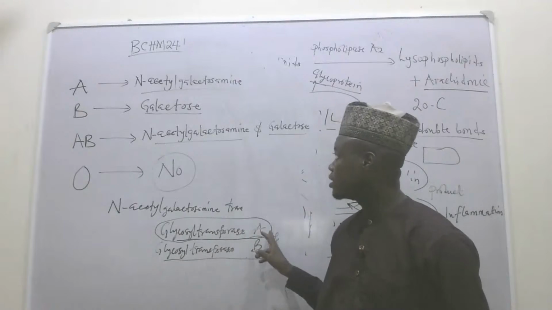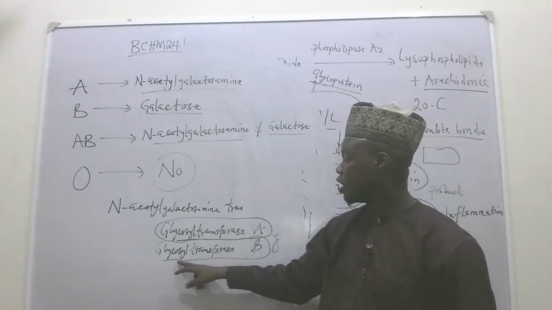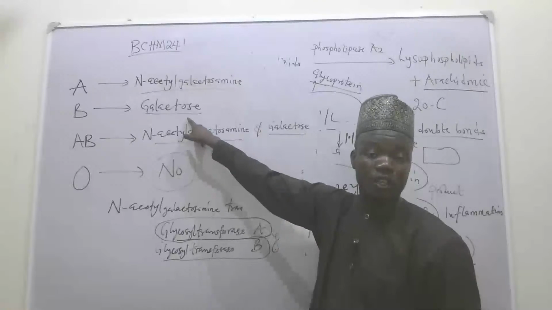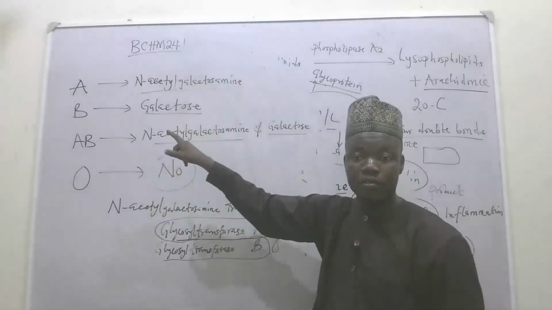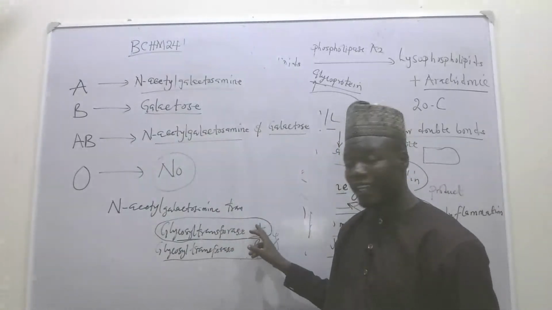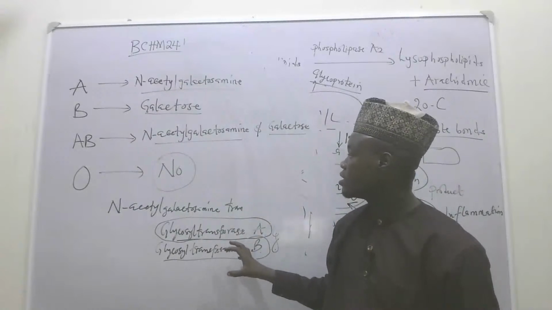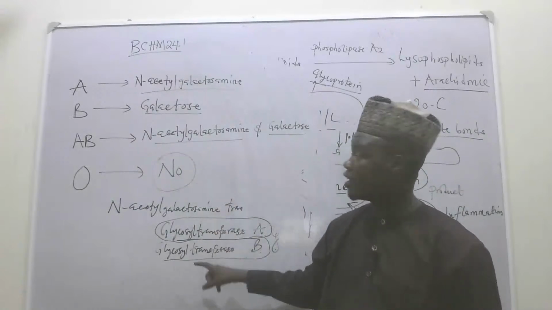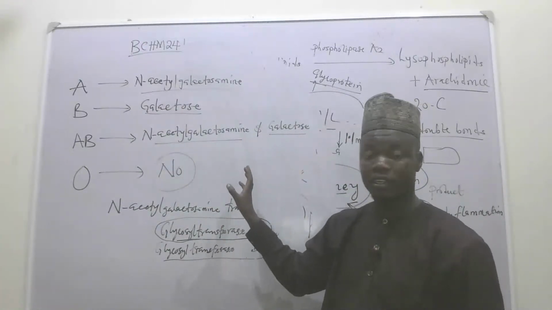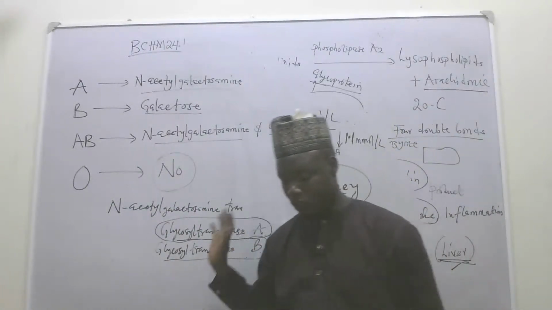So if you have transferase A, it means that you have this sugar added by transferase A. If you have glycosyl transferase B, it means that galactose will be added on the surface of your glycogen. And if you have glycosyl transferase A and B, it means that you are going to inherit blood group AB from your parent, indicating that you have both N-acetyl galactosamine and galactose. And if you have blood group O, it means that you have none of these two enzymes. So that is actually the answer for this.